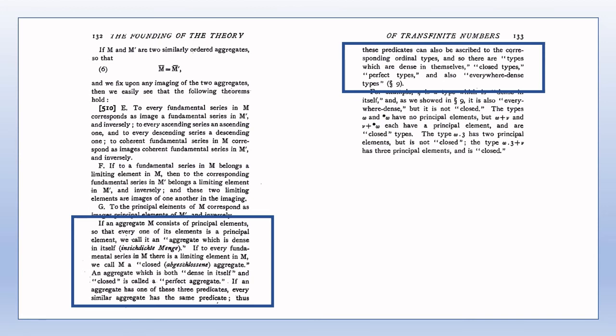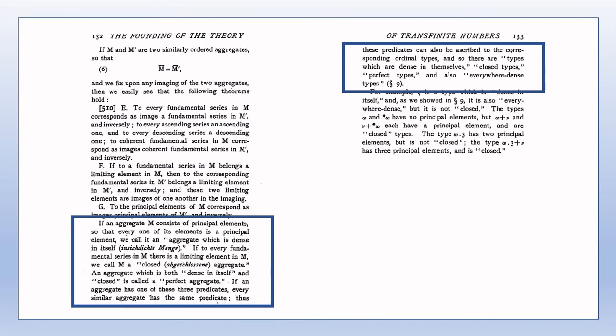An aggregate P, which is said to be closed, means that every fundamental series in P has a limiting element in P. This does not imply that every element of P is a limiting element of a fundamental series in P. That is, not every element need be a principal element. That an aggregate may be described using one of the above predicates does not exclude the possibility that the other predicates may also apply to the aggregate.